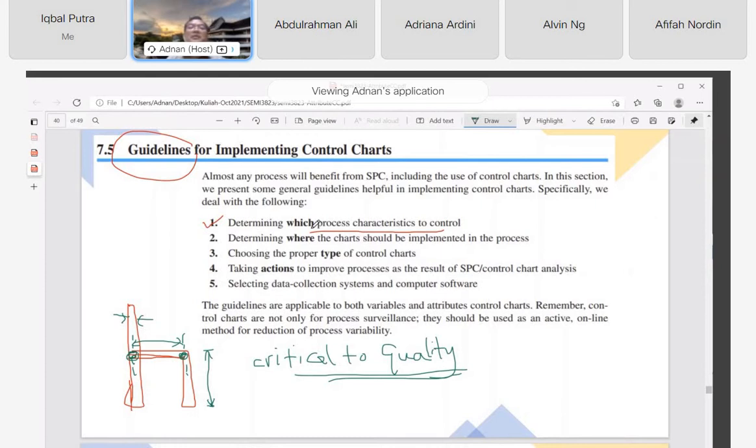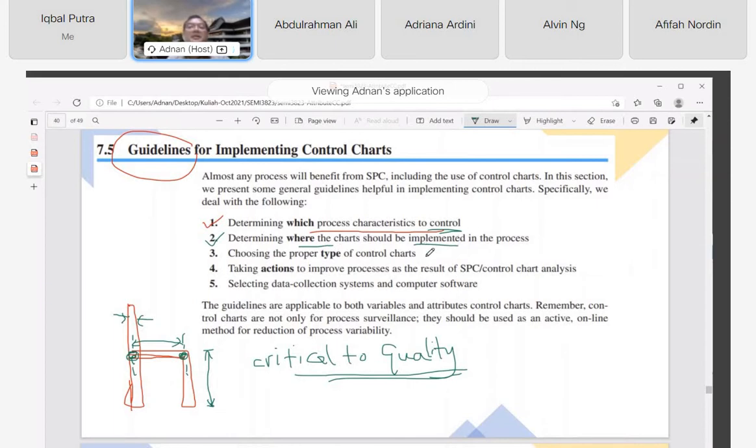So, determine which process characteristic to control. Because before it becomes a chair, it goes through different stages in the process. So what type of chart is more suitable? It can be confusing, especially for a new person who wants to implement this. And then you determine where the chart should be implemented. You could do it in the cutting process, or in the drilling process, the joining, or the painting.